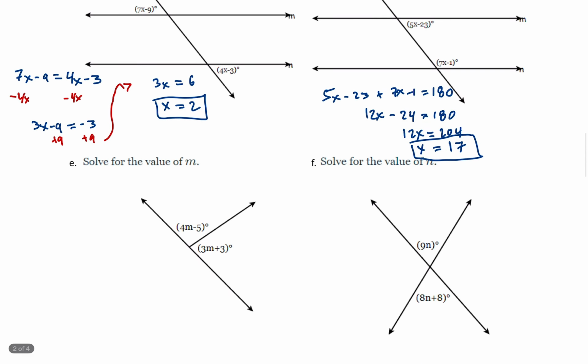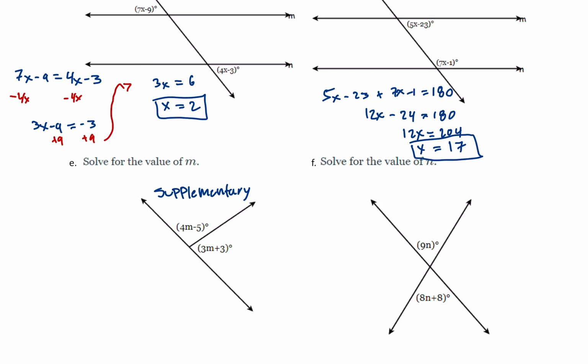Looking at E, I notice that this right here is a straight line, and these two angles are a linear pair, which means these angles are supplementary, which means they add up to 180 degrees. So it's going to solve exactly like this last one here. We're just going to add these two together, and we're going to solve for n.